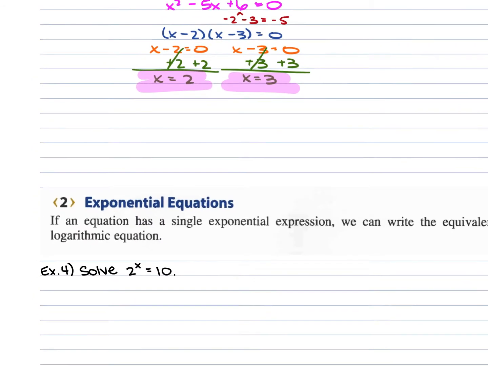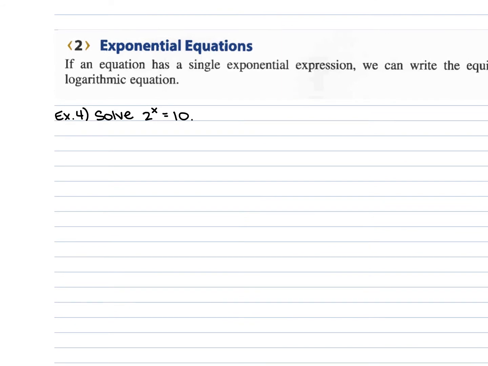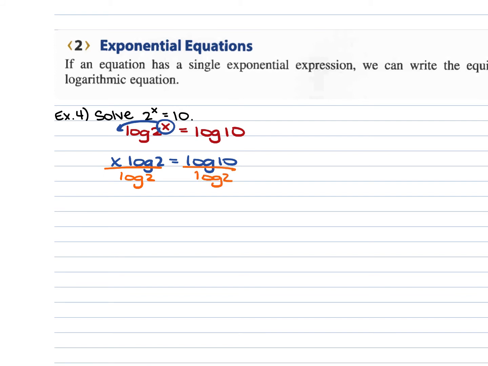For example 4, we have 2 to the power of x is equal to 10. We're going to take the log of both sides here. So we have log 2 to the power of x is equal to log 10. From here, we are going to take the x that's on the exponent on that 2 and bring it to the front, so it's going to be x times log 2 is equal to log 10. We're going to divide each side by log 2 to get x by itself, and we're going to use our calculator, and we're just going to do log 10 divided by log 2.